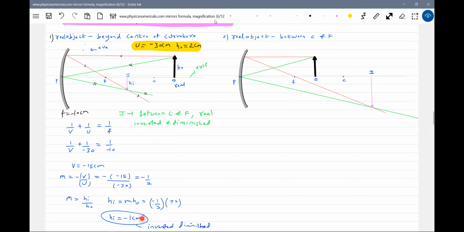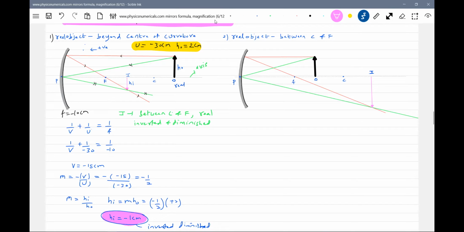To draw this exact ray diagram, you should take a protractor, scale, eraser, and pencil. The mirror formula is simplified. Directly, it gave us the answer, no? What is the height of the image? 1 centimeter. Did I take any optical instruments or any geometrical instrument?